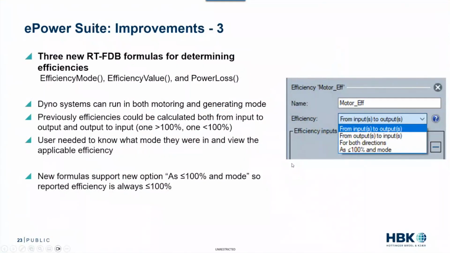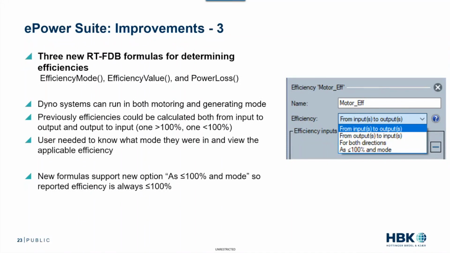We added 3 new formulas into the real-time formula database around efficiency measurements. So there's an efficiency mode, efficiency value, and power loss. The reason for this was for the system to be able to provide one efficiency number to the user, and then the user also understand what mode. Is my power flowing from input to output or output to input?